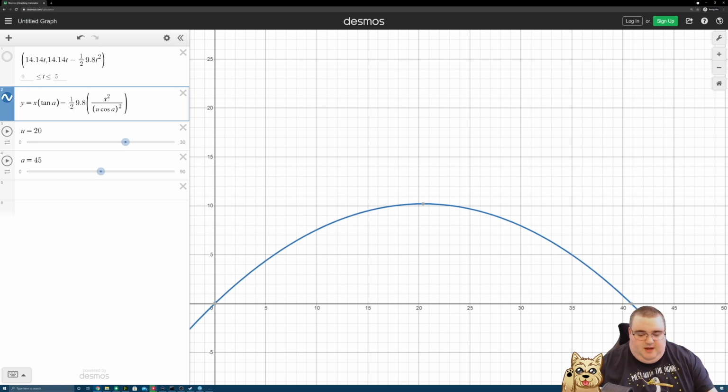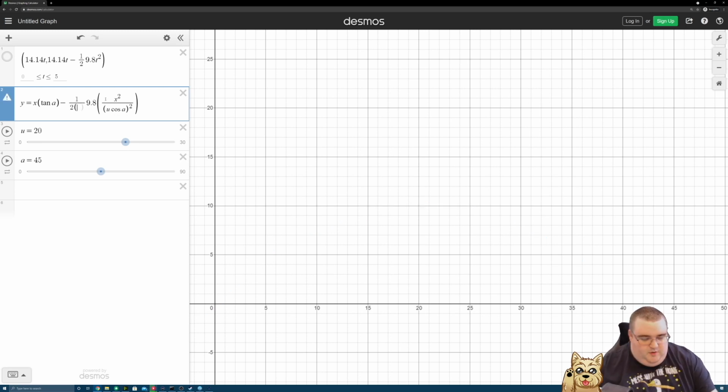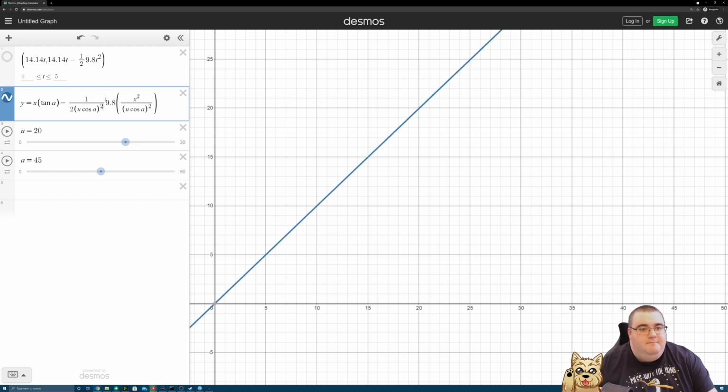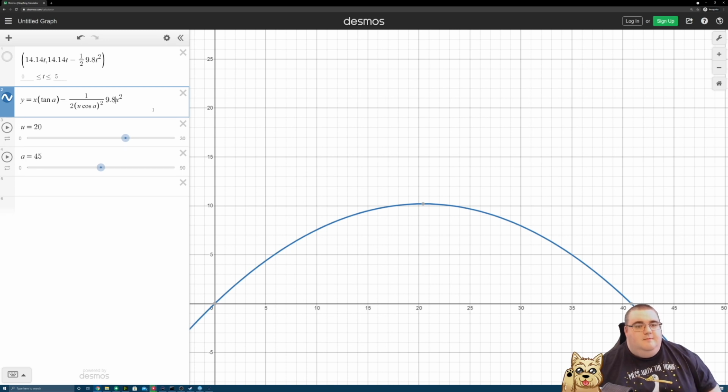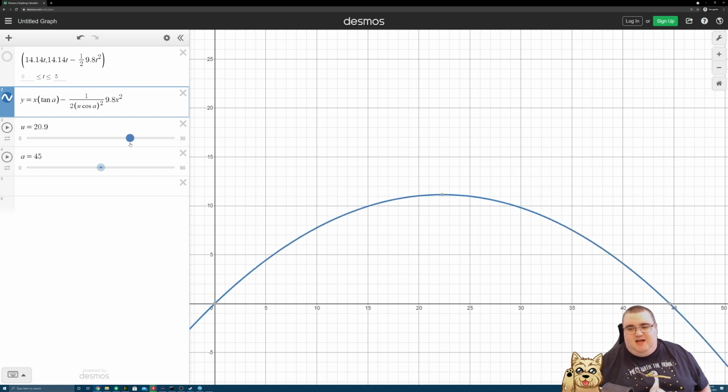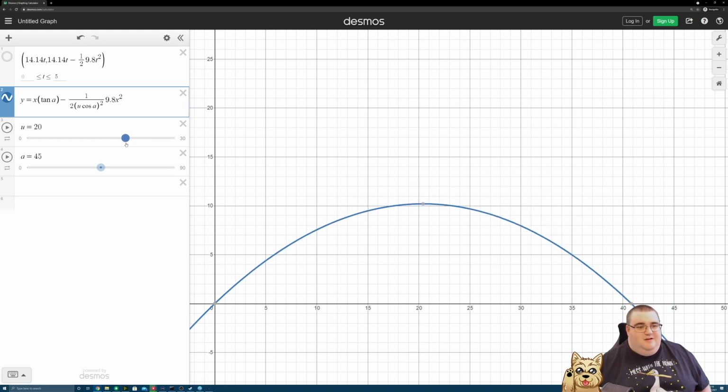But I don't see why I can't do this. Why I can't go u cos A squared here and then not even bother putting it there. And again, that graph looks exactly the same. I've just done a little bit of a mathematical sort of rearrangement. What we have there is a quadratic.